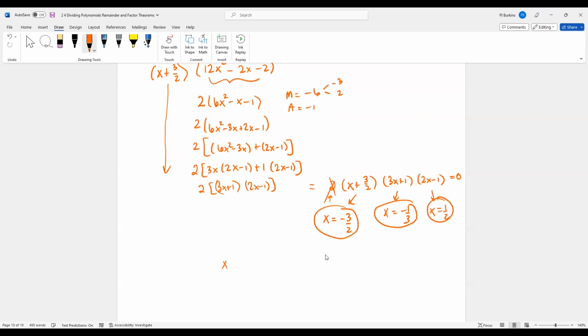And if you wanted to write this in set notation, you can say -3/2, -1/3, 1/2. All right, that will conclude dividing polynomials with the remainder and the factor theorems.